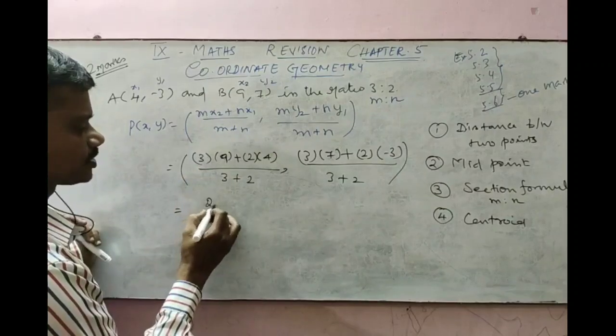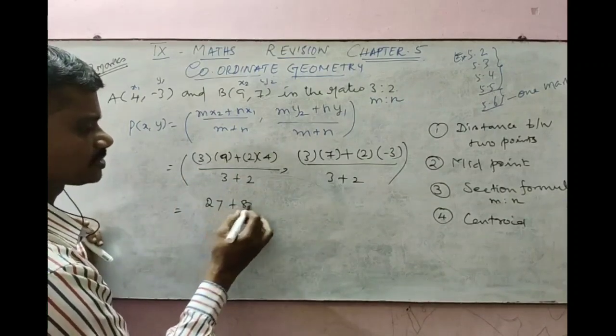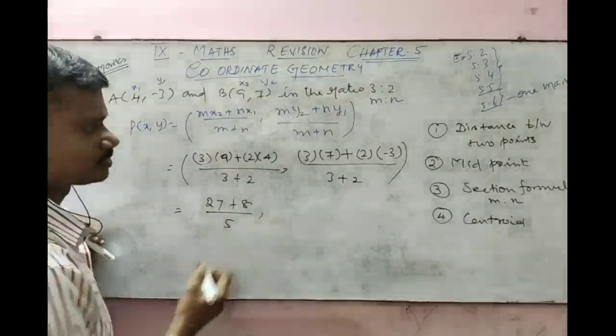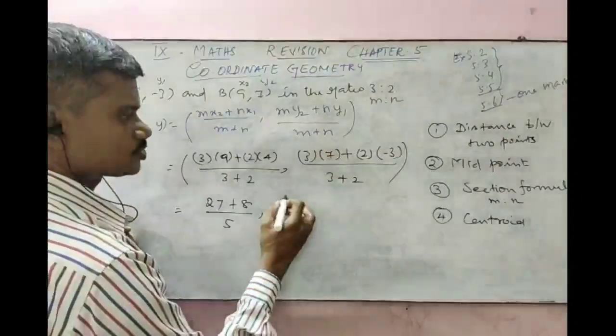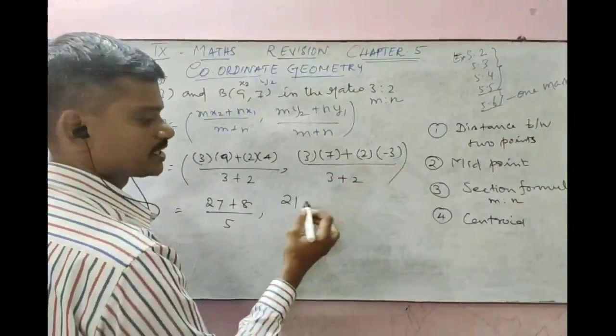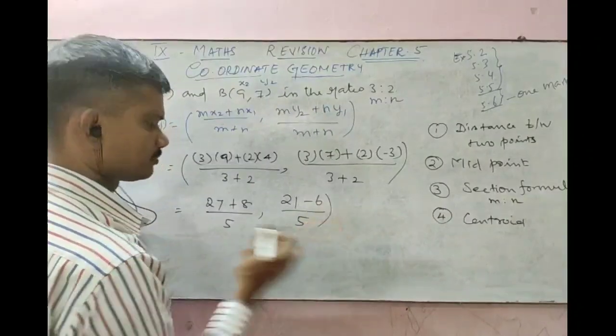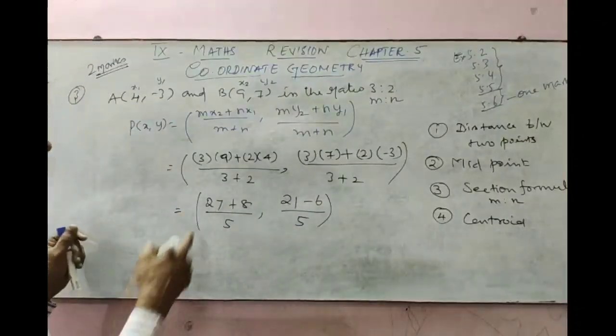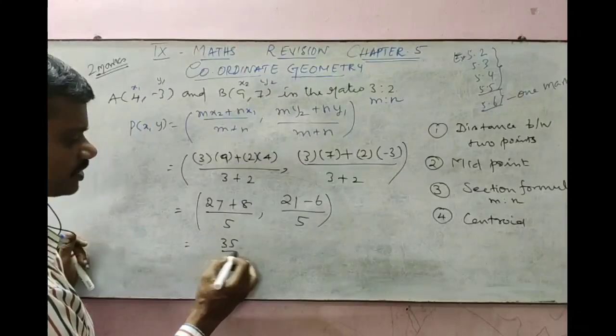3 into 9 gives 27. 2 into 4 gives 8. By 3 plus 2 gives 5. Like that here 3 into 7 gives 21. Plus 2 into minus 3 gives minus 6 by 5. If you simplify this, 27 plus 8 gives 35 by 5.